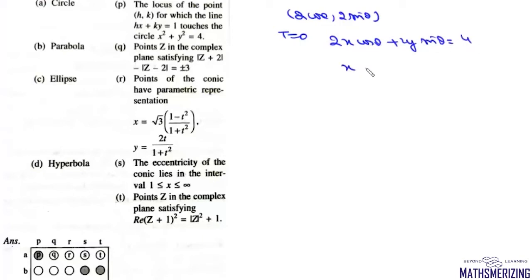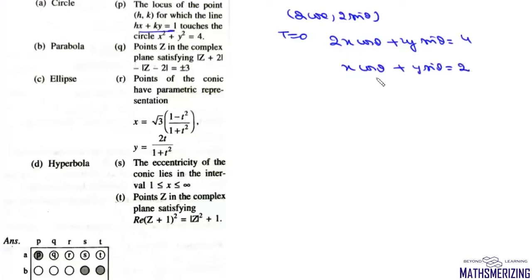Now here the question is, we need to find what these loci on the right represent. The first one is the locus of the point (h, k) for which this line touches the circle. Now we know that any point on this circle, we can write as (2 cos theta, 2 sin theta). The equation of the tangent is given by T equals 0. So there will be 2x cos theta plus 2y sin theta, and it must be equal to 4. So this equation of the tangent will be x cos theta plus y sin theta equals 2.